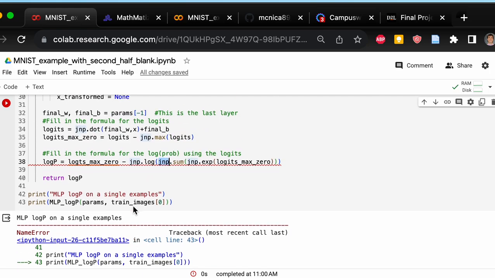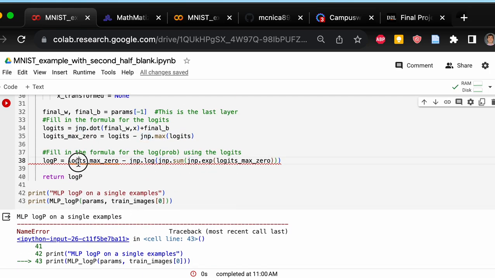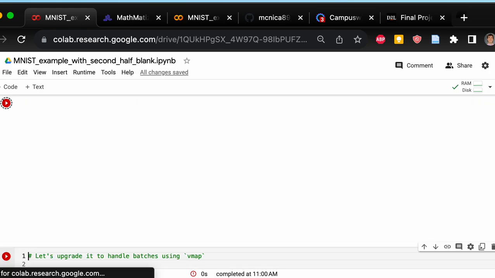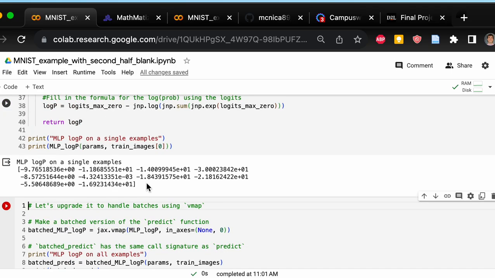Logits max 0 is not defined. You got to put an i right here. All right. And there you go. So it works exactly the same as the logistic regression function. The output is, again, a vector of size 10.